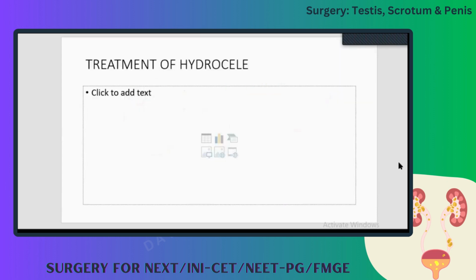So what is the treatment? Any medicines for hydrocele? No. Only surgery, no medicines. So what are the treatment options?